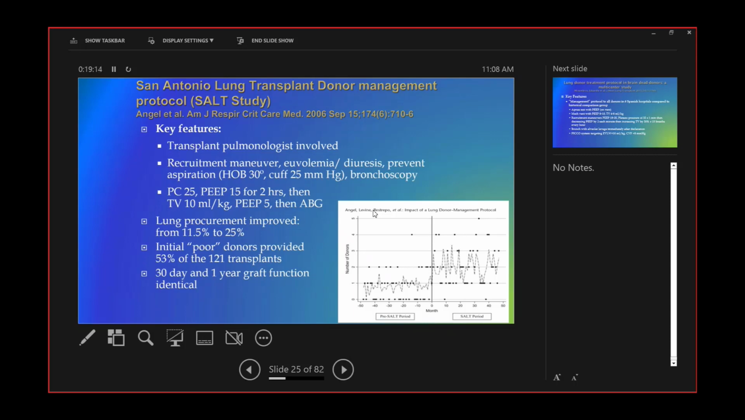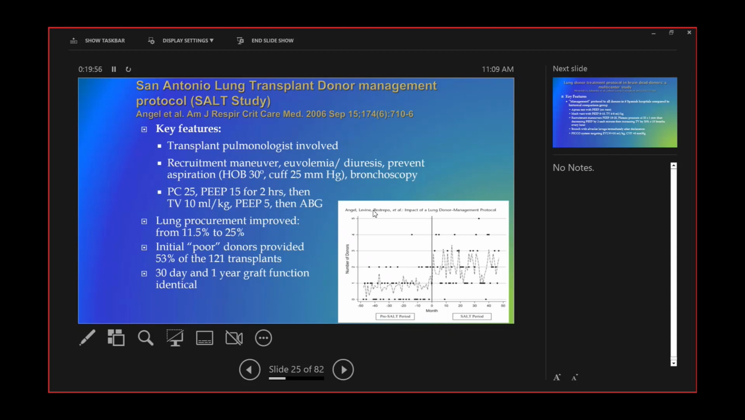The San Antonio Lung Transplant Program, the SALT study, published this in 2006. This was Luis Angel from San Antonio. He's a transplant pulmonologist. So he said the key features are that you get a transplant pulmonologist involved. You do recruitment maneuvers, keep the patient euvolemic or hypovolemic with diuresis, and you prevent aspiration by putting the head of the bed up 30 degrees. You inflate the cuff to 25 millimeters, and you do bronchoscopies. And then their approach was you do PEEP of 15, pressure control of 25 for 2 hours, then a tidal volume of 10 per kilo, then a PEEP of 5, and then you get your ABG.